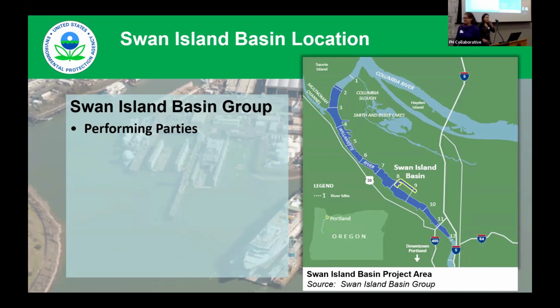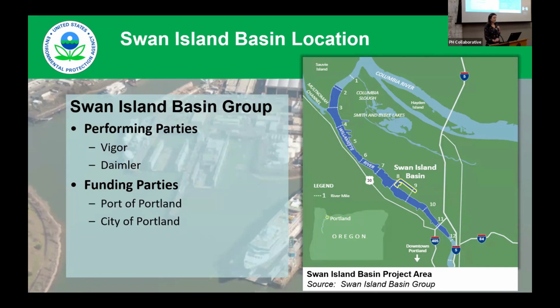Right. Thank you, Laura. All right, so this is a really helpful graphic to show where Swan Island Basin is in the harbor. It is that little inlet off on the eastern side of the river. The performing parties for Swan Island Basin are Vigor and Daimler, and that means that these are the two companies who step forward to say, yes, we will do the remedial design. They've contracted with folks, scientists, to do that work. And then they have a number of funding parties who are also helping to fund that work.